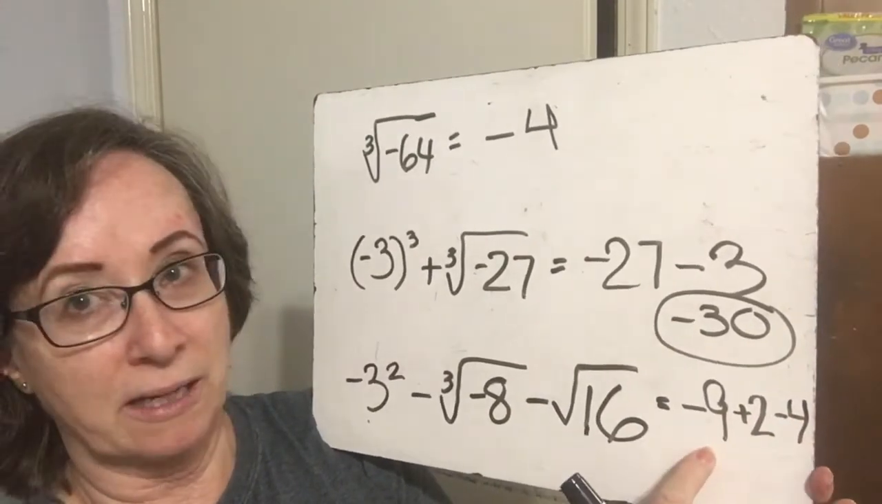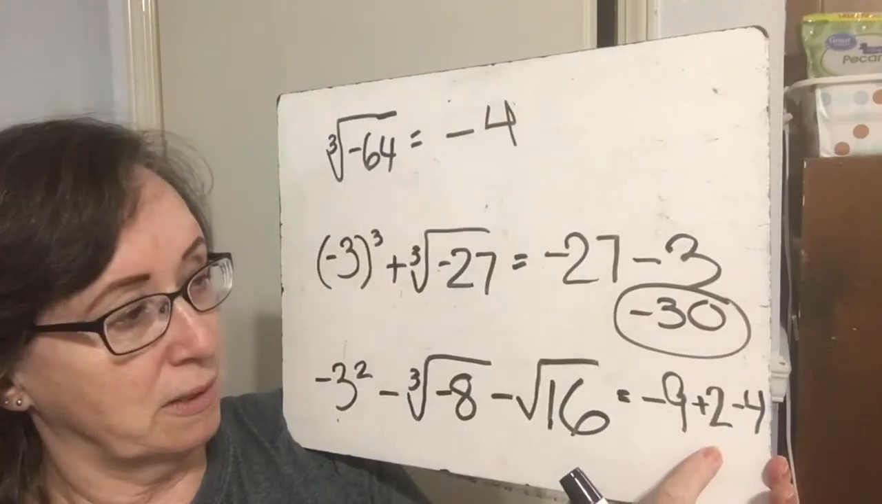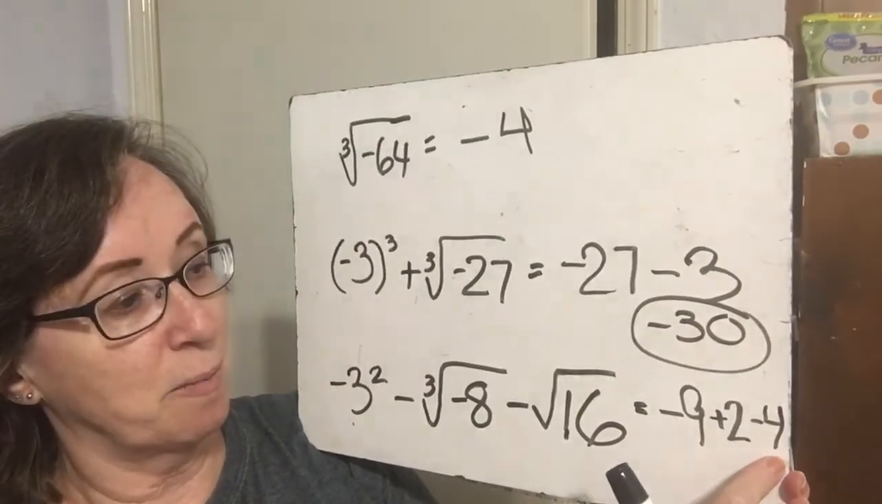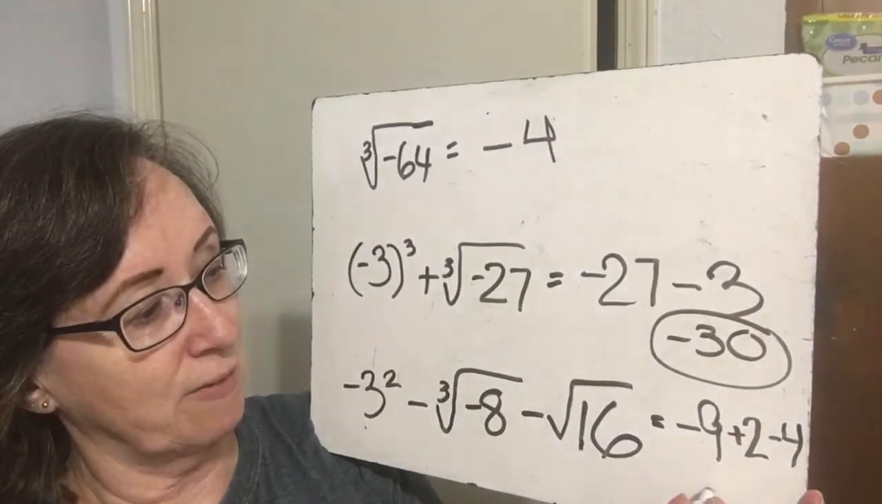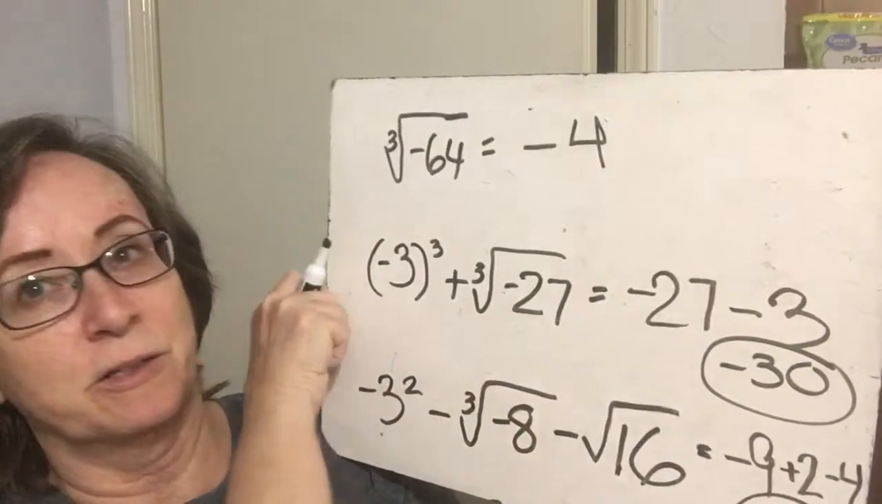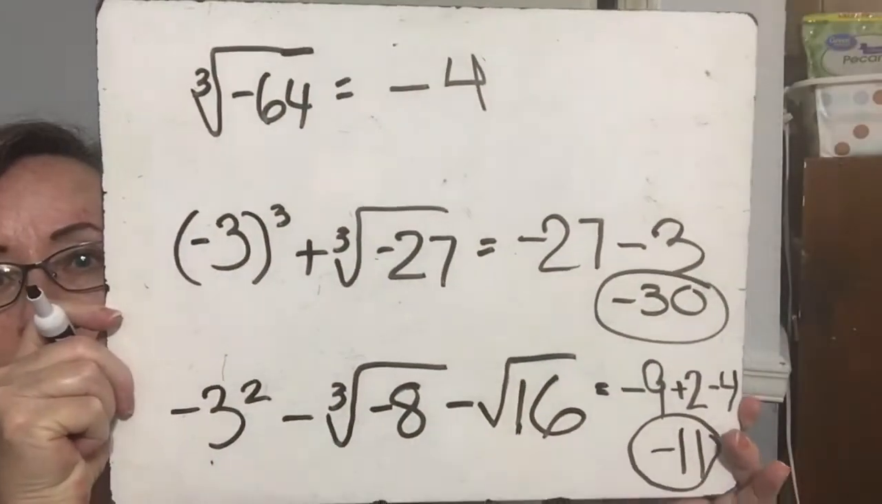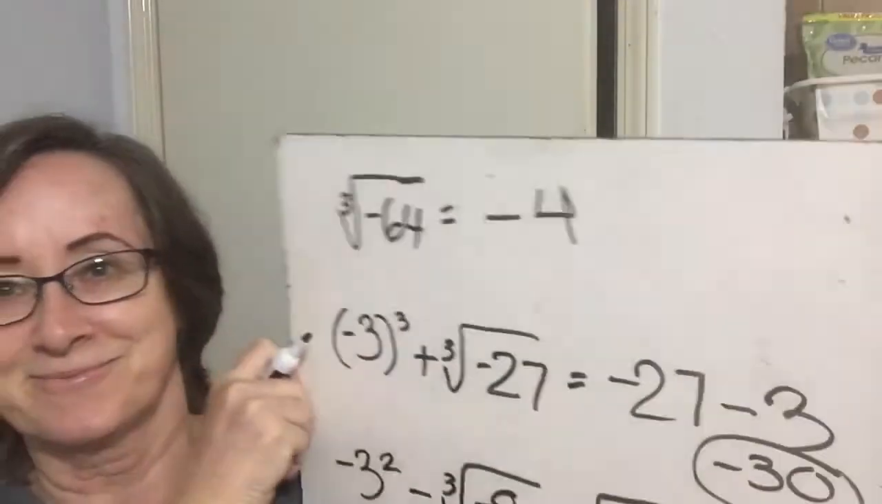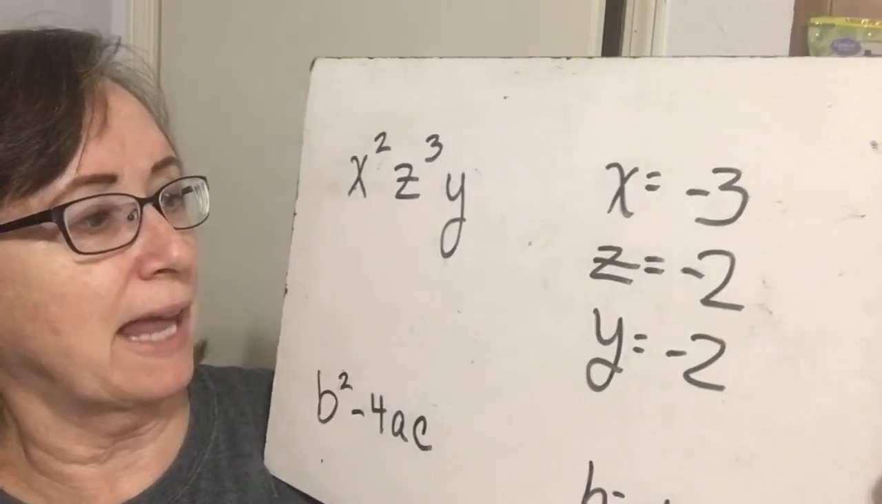So negative 9 plus 2 minus 4. Negative 9 plus 2 is negative 7. Minus 4 is negative 11. And there's your board. We have 2 more problems and we will be done with the lesson. Okay, so these are the last 2 problems.